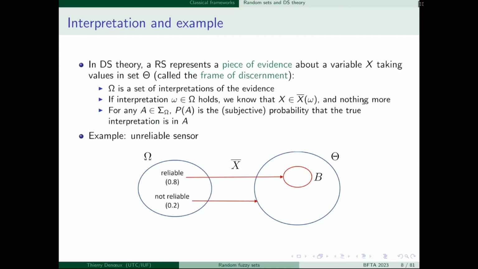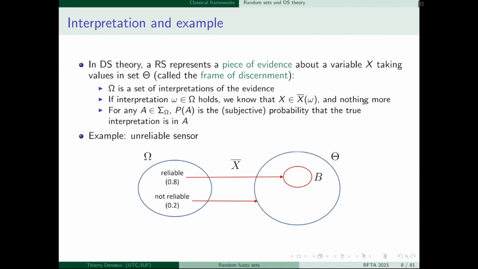So for instance, this is an unreliable sensor example. Assume that some sensor gives us some information that x belongs to some set B of values. But the sensor may be reliable or not. If the sensor is reliable, we trust that information, so we know that x belongs to B. If the sensor is not reliable, then we don't know anything, so we just know that x belongs to theta. And we know the probability that the sensor is reliable. So this is a very simple example of a random set.